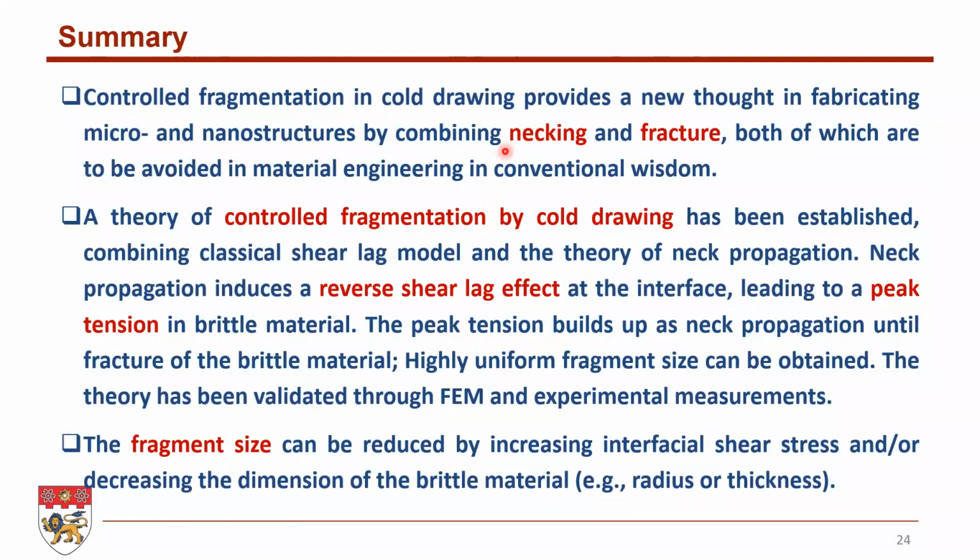In conventional wisdom, both necking and fracture are to be avoided in material engineering. But here we can use them to manufacture micro and nanostructures. In this work, a theory of controlled fragmentation by co-drawing has been established, combining the classical shear lag model and the theory of neck propagation. Neck propagation induces a reverse shear lag effect at the interface, leading to a peak tension in the brittle material.